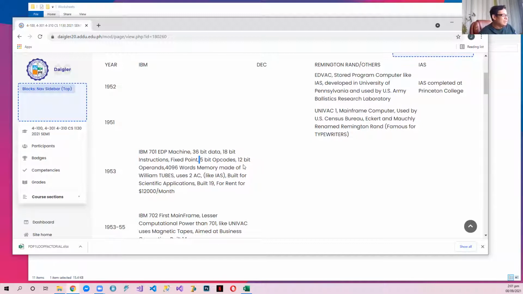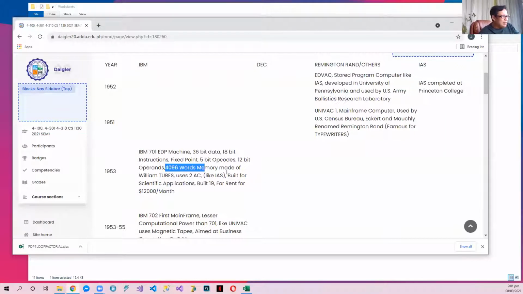May kulang sa kanya because it should be 6-bit opcodes plus 12-bit operands. So there's an excess, no? So like the IAS, it has 4096 words in memory. They follow, also organized according to left and right. It was made of William tubes. These are vacuum tube diodes during the time.